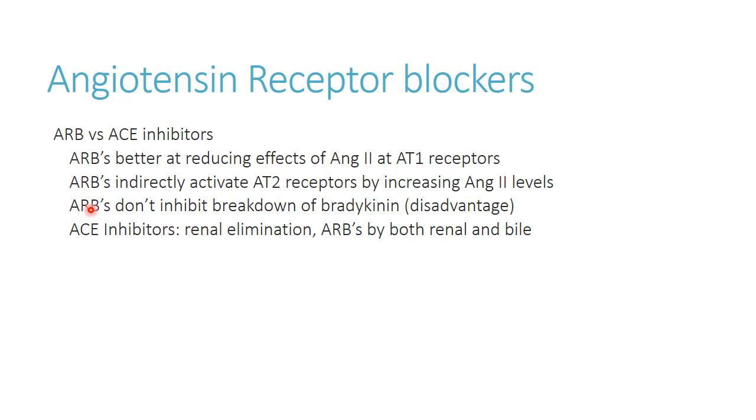The one thing you will see here is that ARBs do not inhibit the breakdown of bradykinin. So you may consider this a disadvantage because we saw that bradykinin led to some degree of hypotension, or at least vasodilation, I should say. But bradykinin was also responsible for what side effect? The cough, right? And also possibly the angioedema. So this is one of the reasons why you might switch a person over to an ARB.